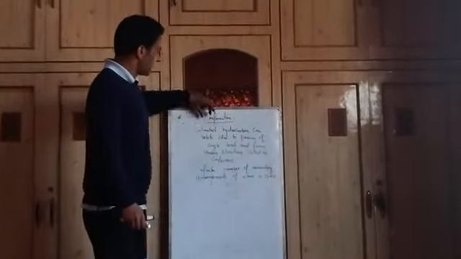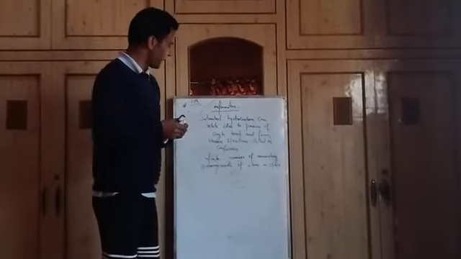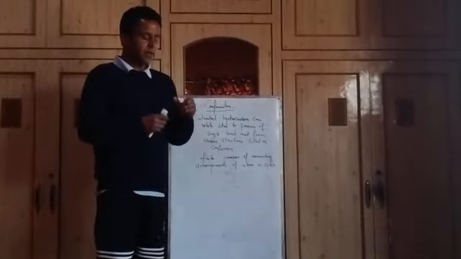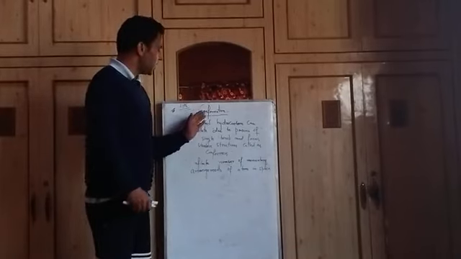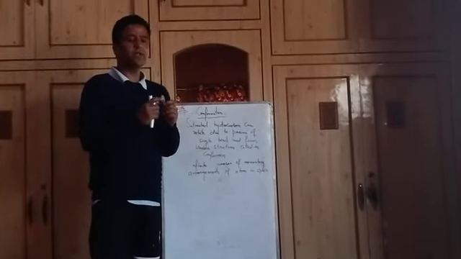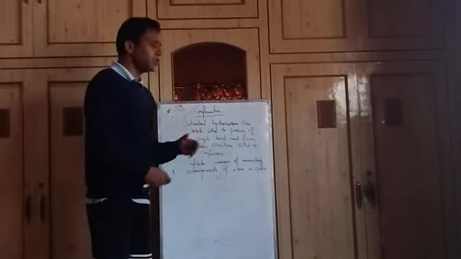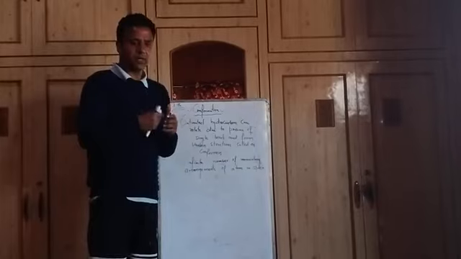As you know, saturated hydrocarbons and unsaturated hydrocarbons differ from each other on the basis of number of bonds present between a carbon and carbon. In case of saturated hydrocarbons, there is a single bond present between a carbon and carbon. In case of unsaturated hydrocarbons, there may be a double bond or a triple bond.